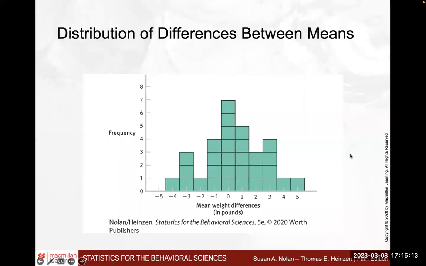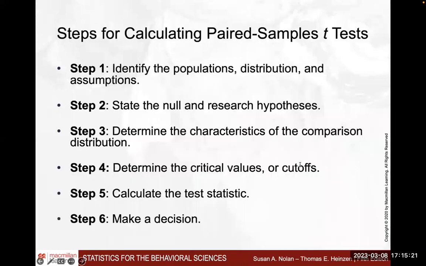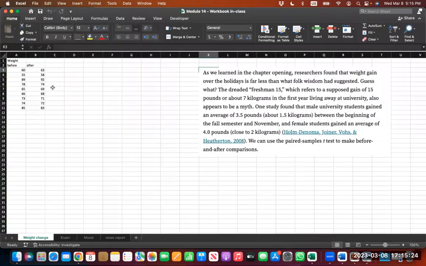I want to jump right into Excel because it just makes it much easier to understand if you see it calculated. Okay, that's the explanation. The freshman 15 refers to a supposed weight gain of 15 pounds or 7 kilograms in the first year living away at university. One study found that male university students gained an average of 3.5 pounds between the beginning and the fourth semester in November, and female students gained an average of 4 pounds. We can use a paired sample t-test, before and after.